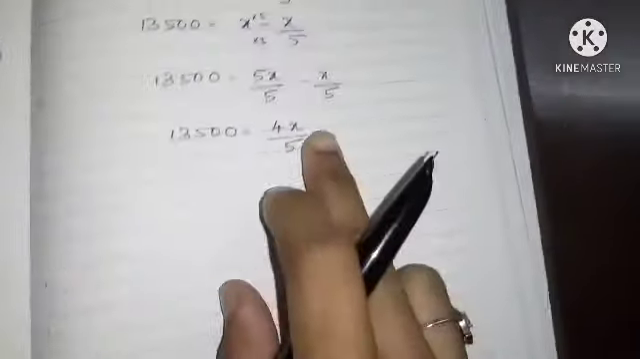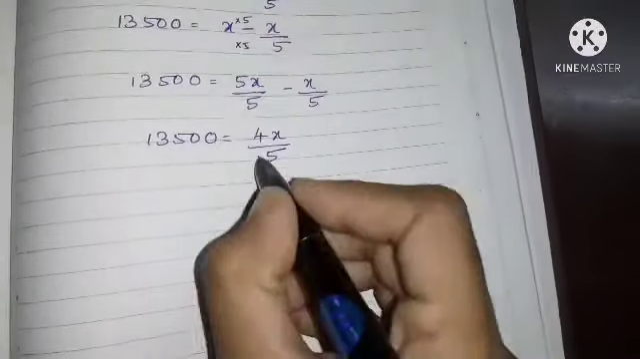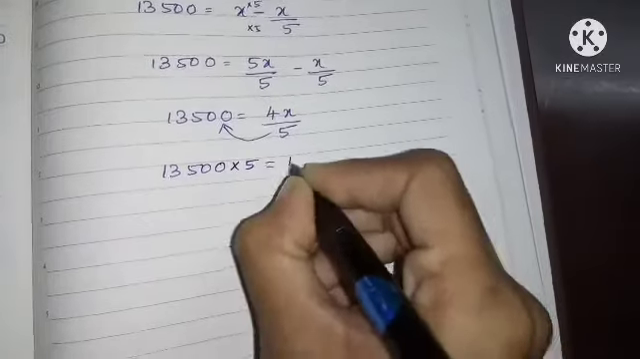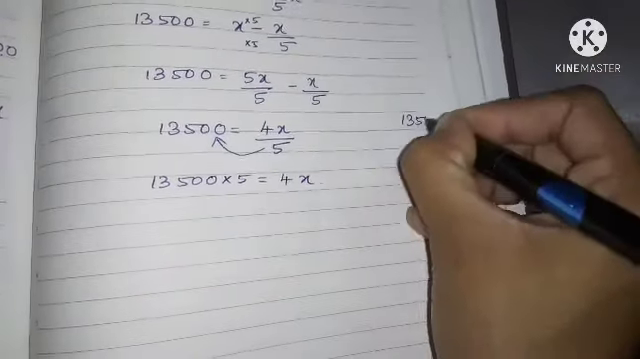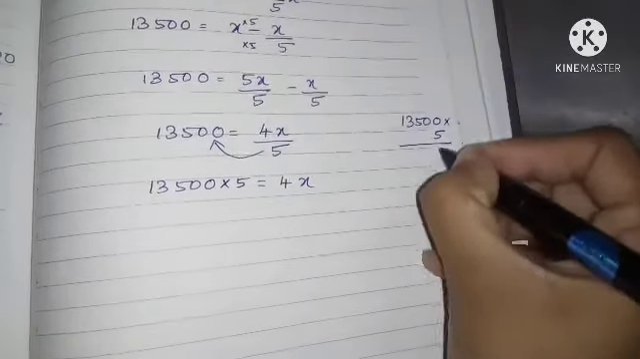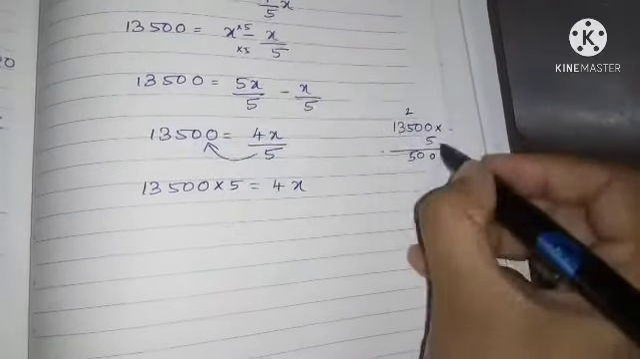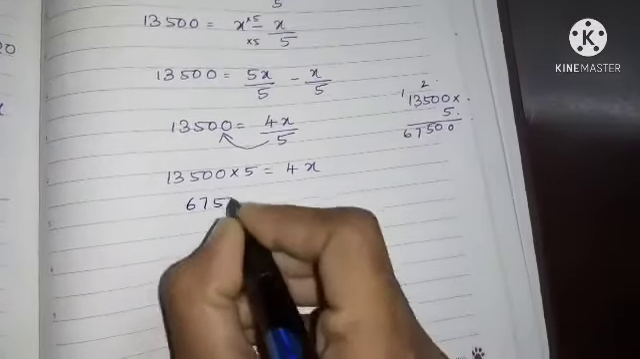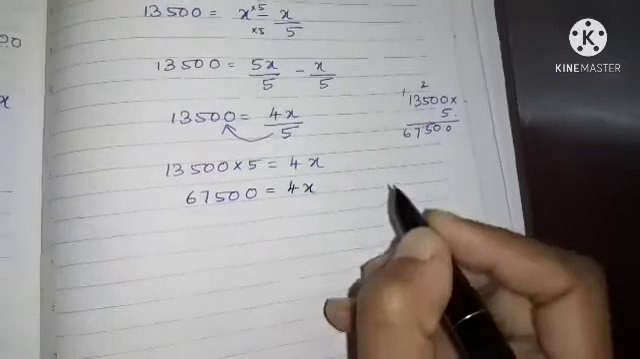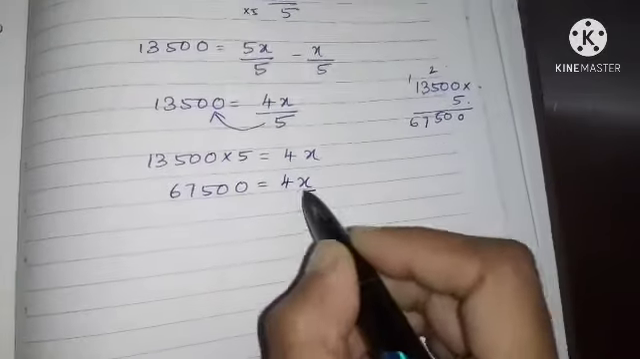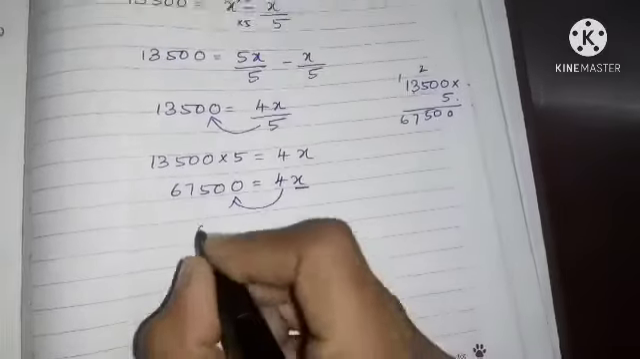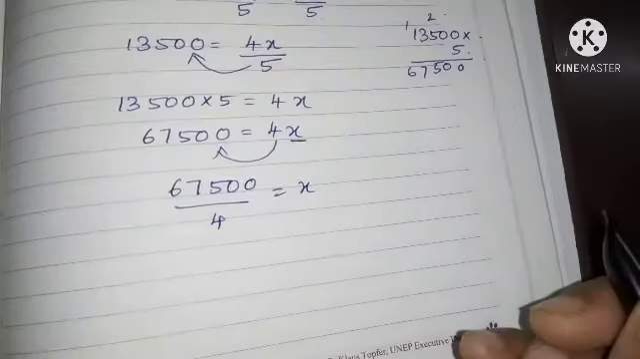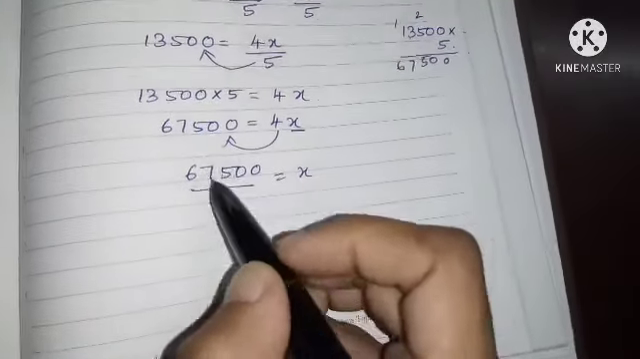I just want to find only X because X is the variable. So shall I bring this 5 to the other side? 13,500 into 5 is equal to 4X. 13,500 into 5: 5 5s are 25, 5 3s are 15, 16, 17, 1, 6. So 67500 is equal to 4X. Now I have to find only X, so I bring this 4 to the other side, becomes division. 67500 divided by 4 is equal to X. Can we cancel in the fourth table itself?